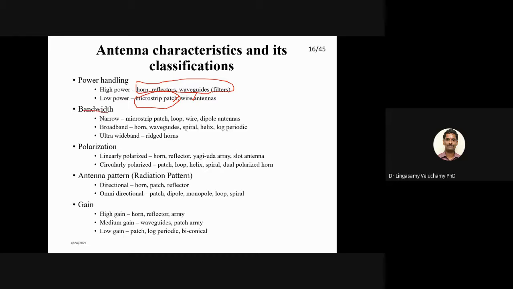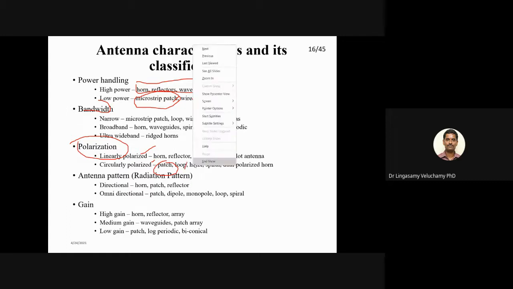Next is bandwidth. Narrow bandwidth means microstrip patch, loop, wire and dipole antennas. Broadband means horn, waveguide, spiral, helix, log periodic. In patch also we have several designs, and ultra wideband ridged horn antennas. Several patch designs are also available. Next is polarization, linearly polarized or circularly polarized. In patch itself, some configurations support circular polarization. Loop antennas support this, helix and spiral, and dual polarized horns, and many more.